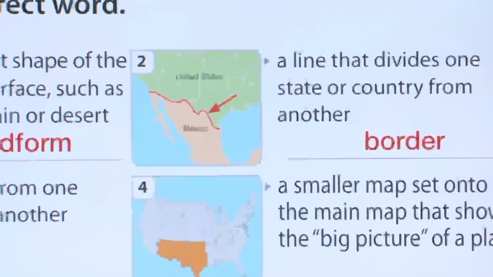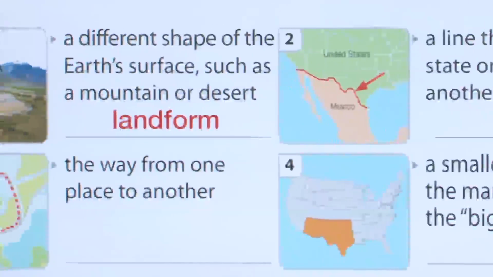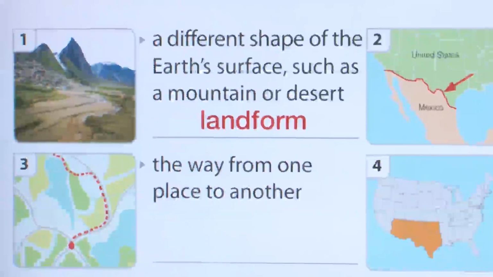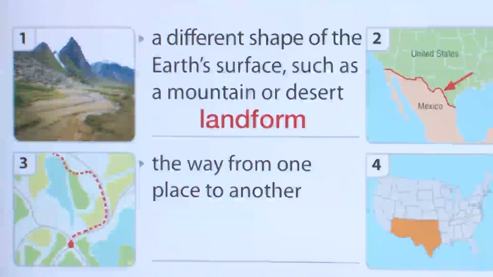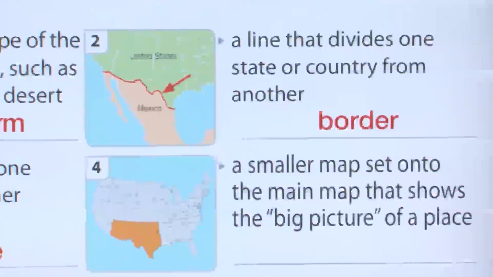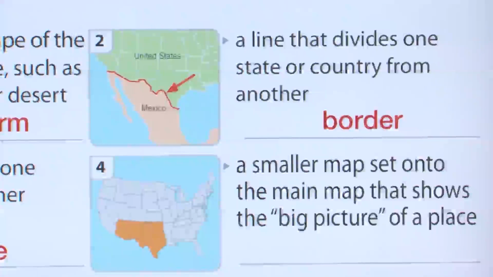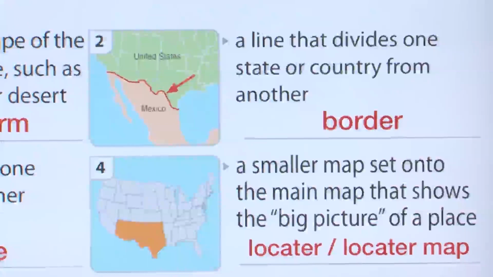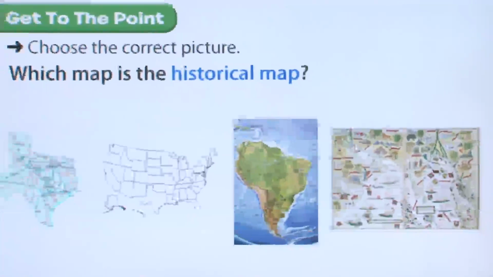And number 3, the way from one place to another. Look at that red line in that picture of number 3. It is the route. And number 4, a smaller map set onto the main map that shows the big picture of a place. You remember, it is locator or locator map. All right, nice job on those. Really good. Now, let's get to the point.